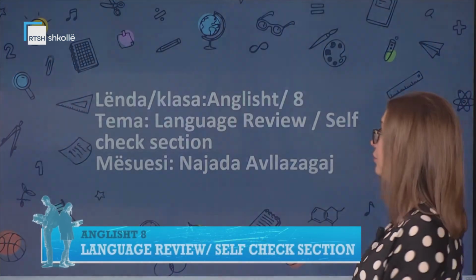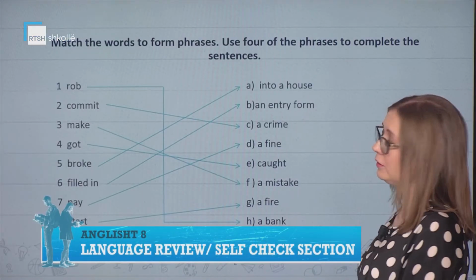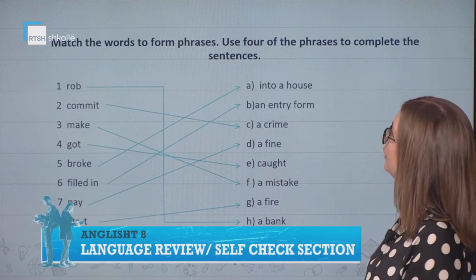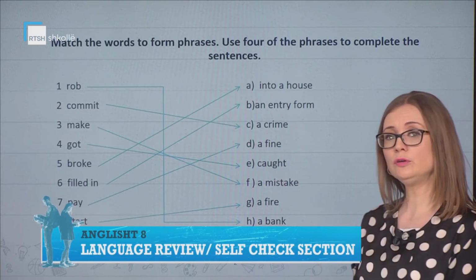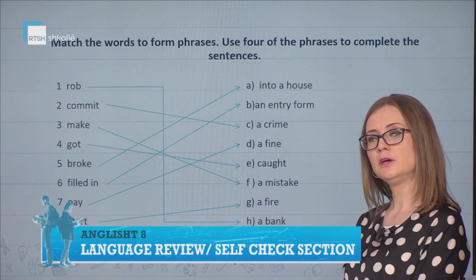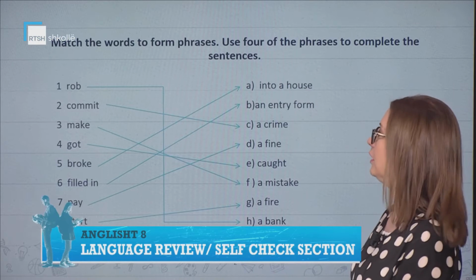So let's discover together the exercises. The first one asks us to match the words to form phrases, and then we're going to use 4 of these phrases to make some sentences. So let's try to link them together.